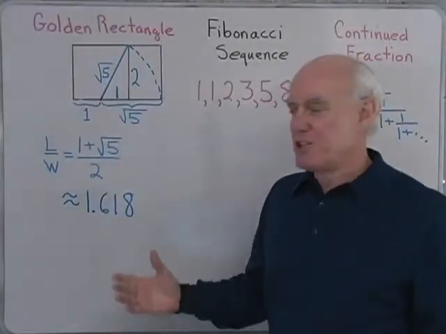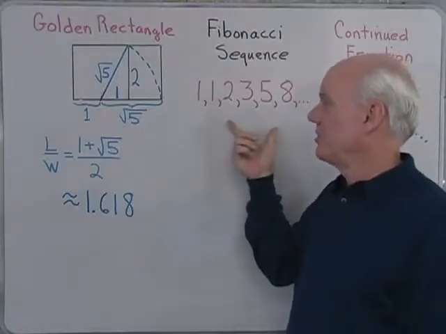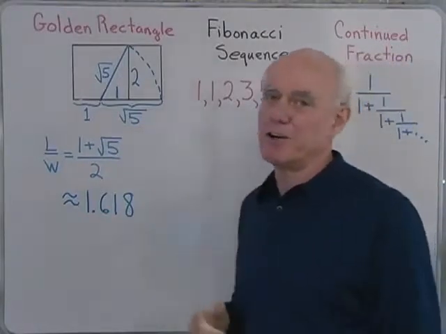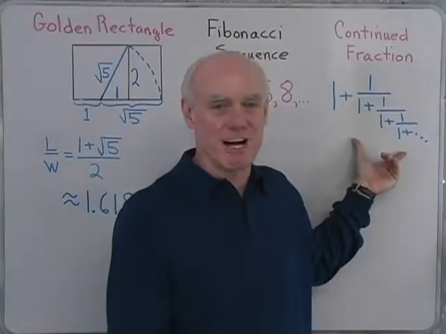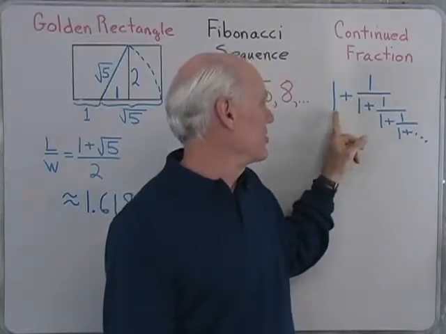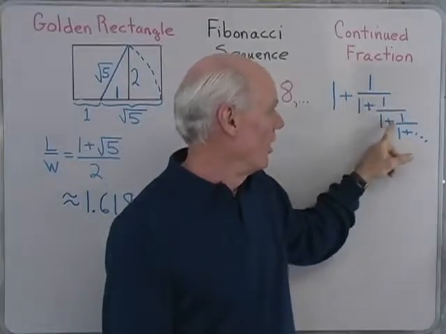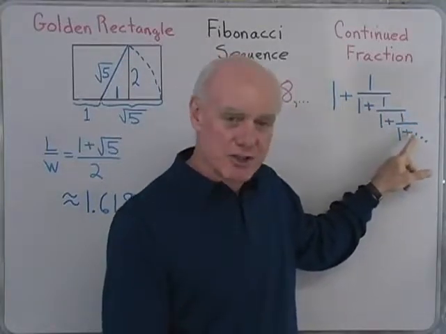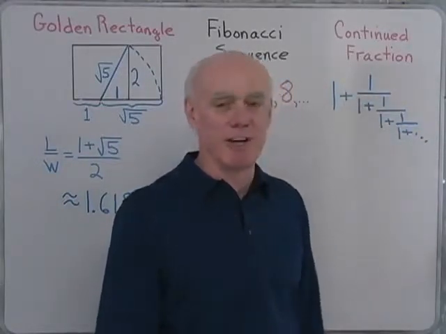Here are a couple of things that we've worked with before, the golden rectangle and the Fibonacci sequence, and these two items right here are going to allow us to simplify this new expression, which is called a continued fraction. This continued fraction starts like this: 1 plus 1 over 1 plus 1 over 1 plus 1 over so on and so forth, on down like that. It continues an infinite number of levels down.